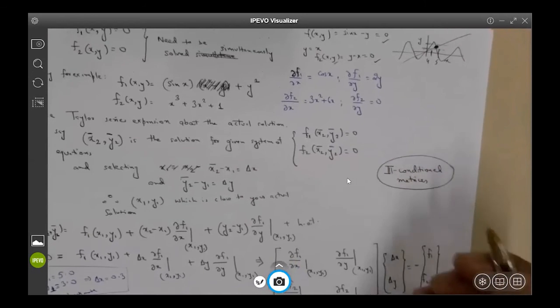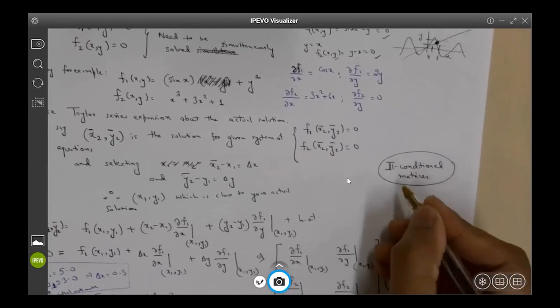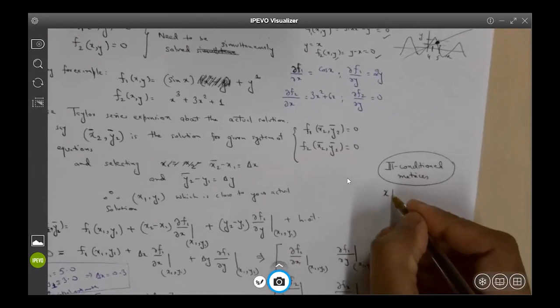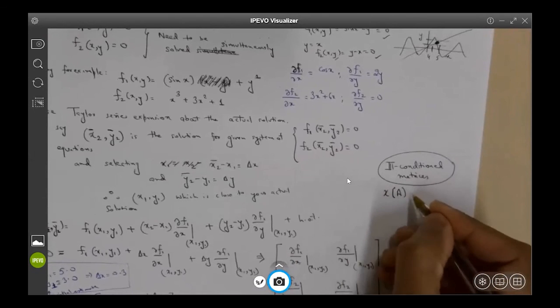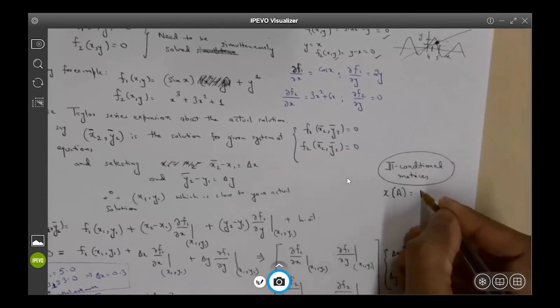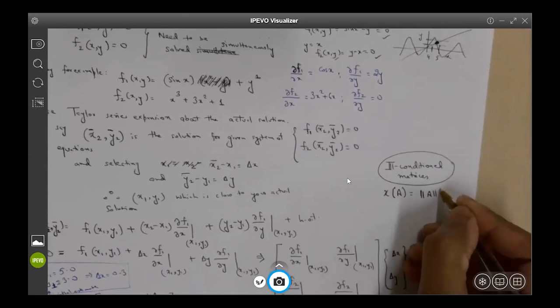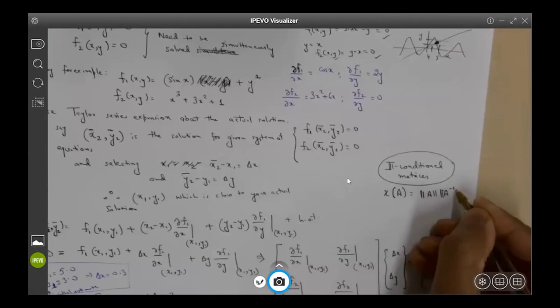And basically, let me just give you a summary. Ill conditioned matrices are defined by the condition number of a matrix, and the condition number of a matrix is given by the norm of the A matrix multiplied by the norm of the inverse of that matrix.